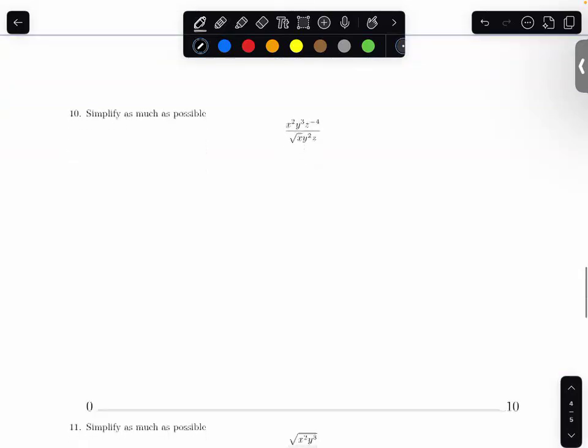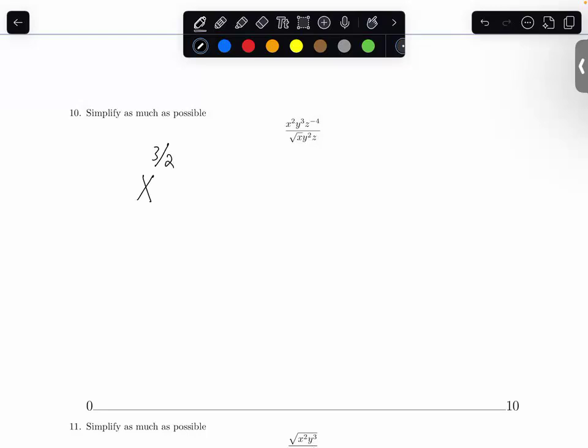Number 10 wants us to simplify this as much as possible. x squared times y cubed times z to the -4th, all divided by the square root of x times y squared times z. So we need to subtract exponents based on these like variables. So for the x's, this is 2 minus a half for that square root. So this is going to give us x to the 3/2.